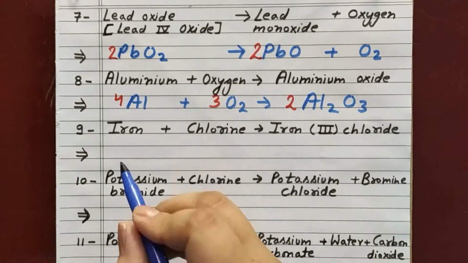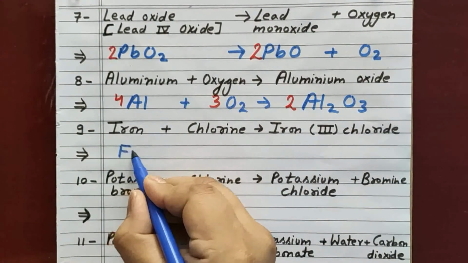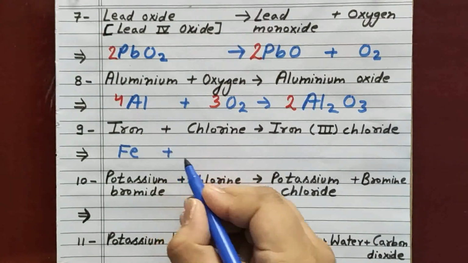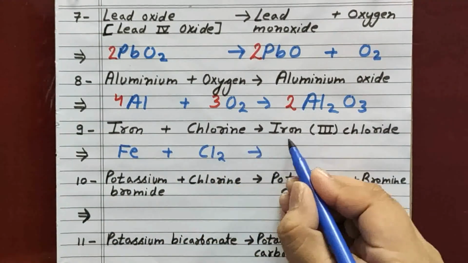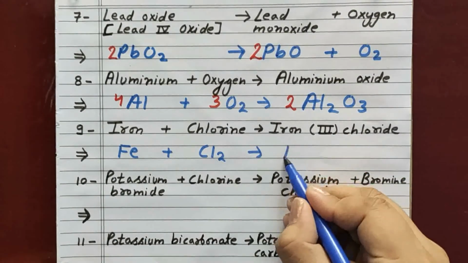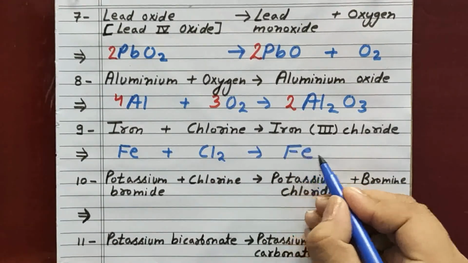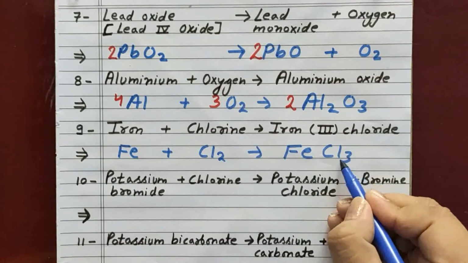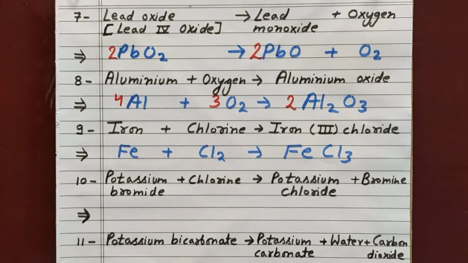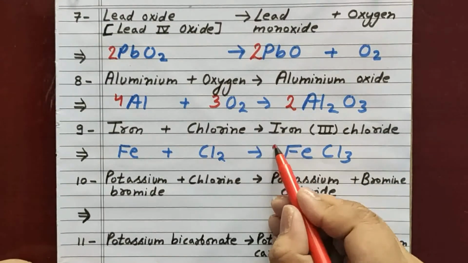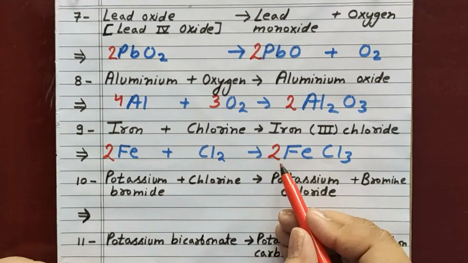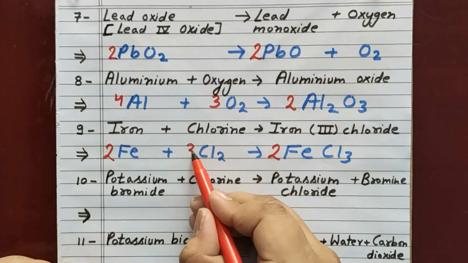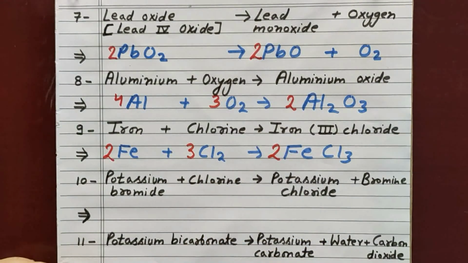Now next one, iron, which is Fe, plus chlorine, which is Cl2, giving out iron 3 chloride, which is FeCl3. The equation is not balanced with 1 mole, taking 2 moles. 6 Cl, for balancing that, here we are going to write down 3. So this is the balanced equation, the 9th balanced equation.